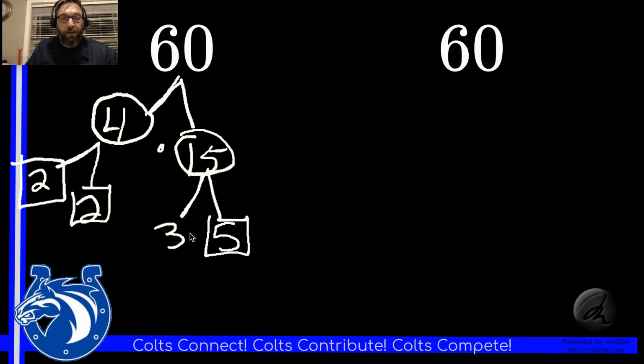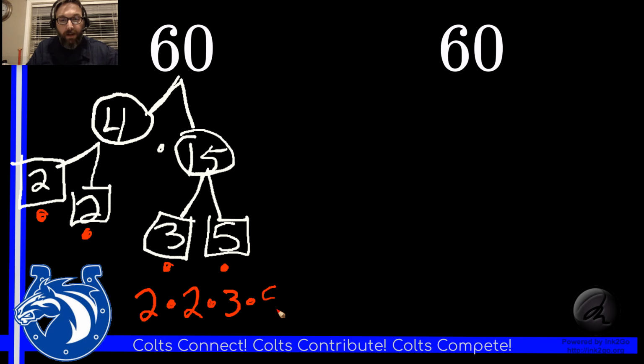Okay, so now the prime factorization for 60, according to this, is 2 times 2 times 3 times 5. Now remember, I always want to see this in exponential form.